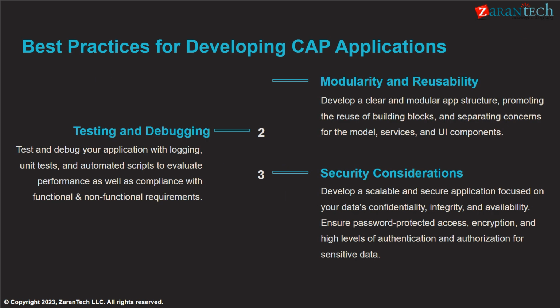When developing CAP applications, follow these best practices. Modularity and reusability: structure your app in a clear, modular way to promote reuse of components and separation of model, services, and UI. Testing and debugging: utilize logging, unit tests, and automated scripts to evaluate performance and validate requirements. Security: build in security focused on data confidentiality, integrity, and availability. Use authentication, authorization, encryption, and access controls. Following these practices will lead to scalable, high-quality CAP applications.